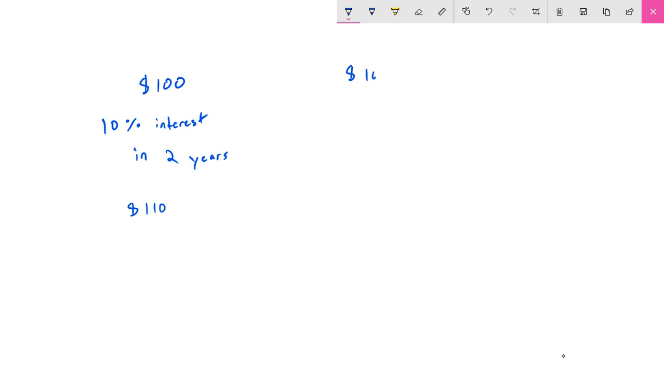Now watch this though. I'm going to do the same thing. I'm going to deposit $100. I'm going to get 10% compounded interest over 2 years.